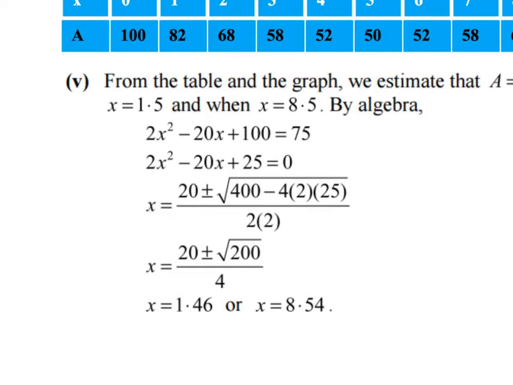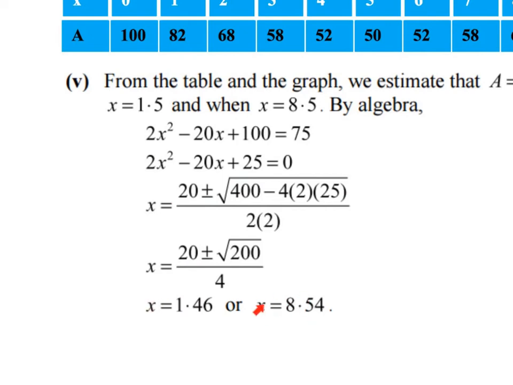So this is our quadratic equation formula. We substitute into the formula. So we get 20, so this would have been minus 20, plus minus the square root of 400, which would have been minus 20 squared, minus 4 times 2 times 25, all divided by 2 times 2. That gives us 20 plus minus the square root of 200 over 4, which gives us 1.46 or 8.54.